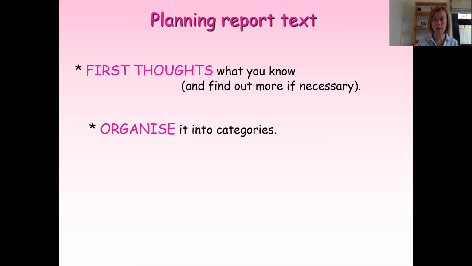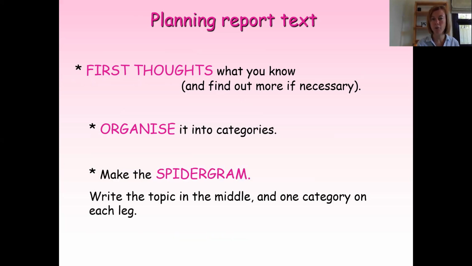I'm then going to think about organising my first thoughts and my research into different categories. So I might think about where cats live, what they eat, and I might also think about their life cycle, so kittens and how many kittens they have each time. So I'm going to organise it into different categories. And then I finally put my spider diagram together and it will be ready and finished in order to help me write the following day.